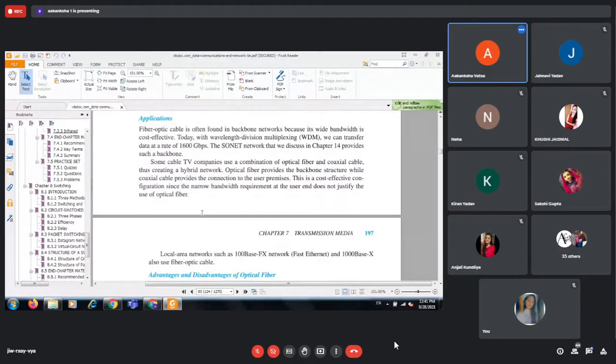Some cable TV companies use a combination of optical fiber and coaxial cable, thus creating a hybrid network. If we talk about cable TV companies, their backbone is optical fiber, but the coaxial cable, which was traditionally used before, at the user's end and the customer's home they are still using coaxial cable, using BNC connectors and all this. Optical fiber provides a backbone structure while coaxial cable provides a connection to the user premise that we have discussed. So this is a cost-effective configuration since the narrow bandwidth requirement at the user end does not justify the use of optical fiber.